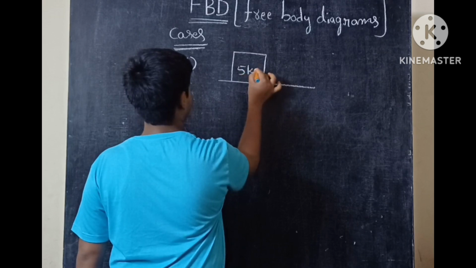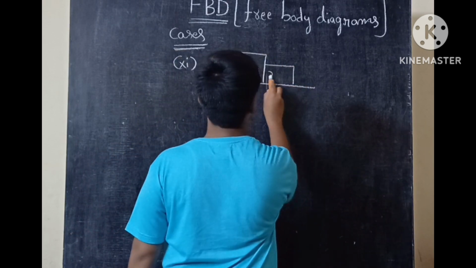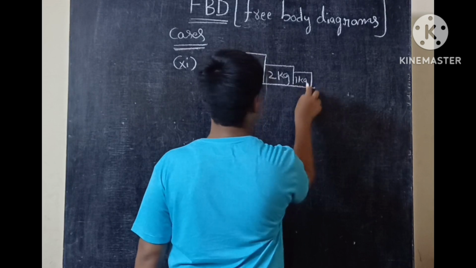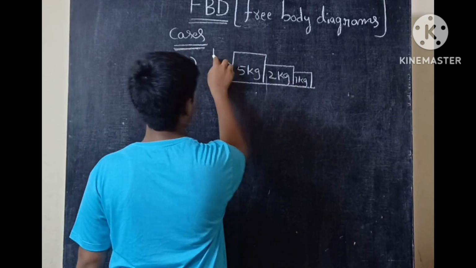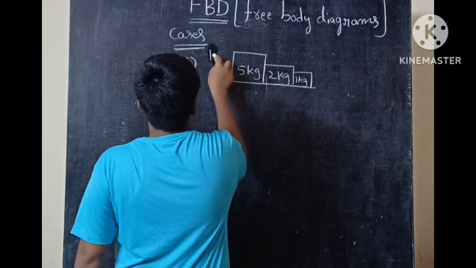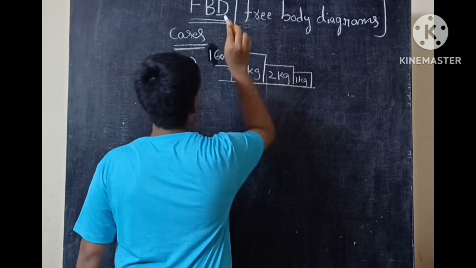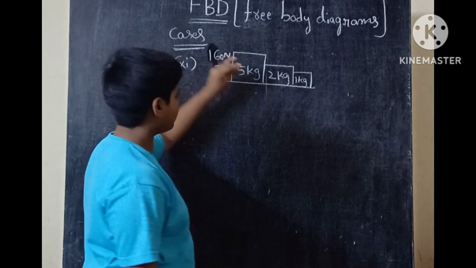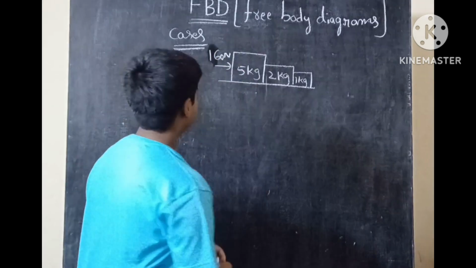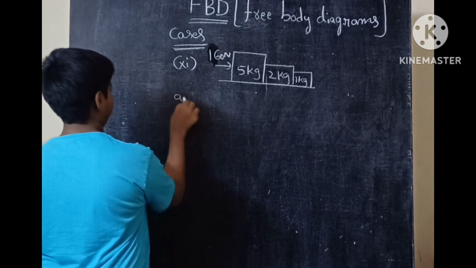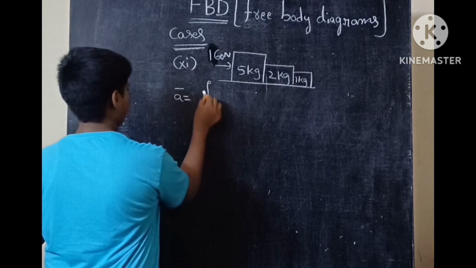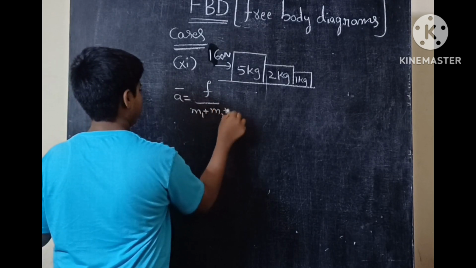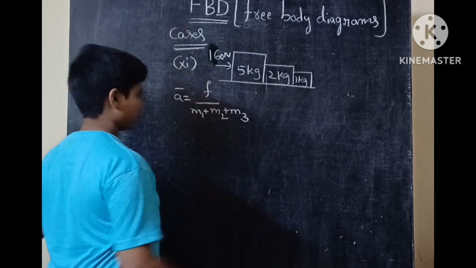5 kg, 2 kg, 1 kg, and this is 160 newtons. Okay, so this is a plane and the external force is 160 newtons. Here, to find acceleration, acceleration is equal to force by m1 plus m2 plus m3.